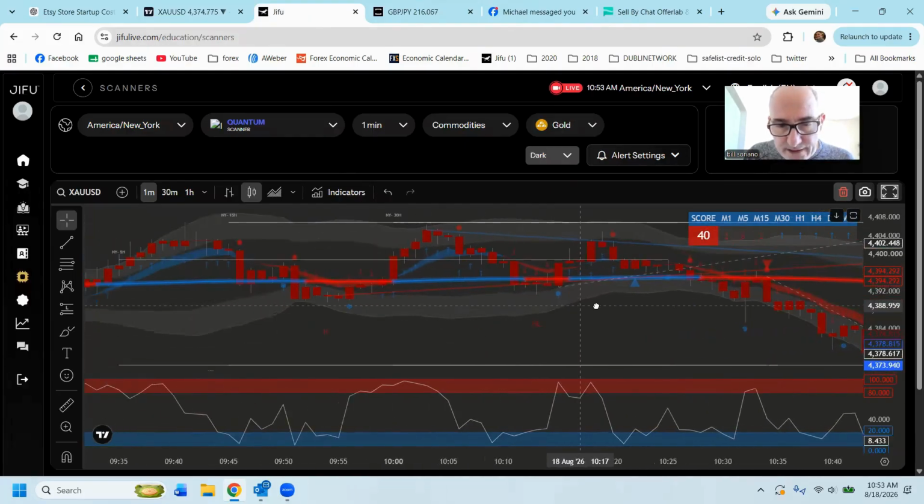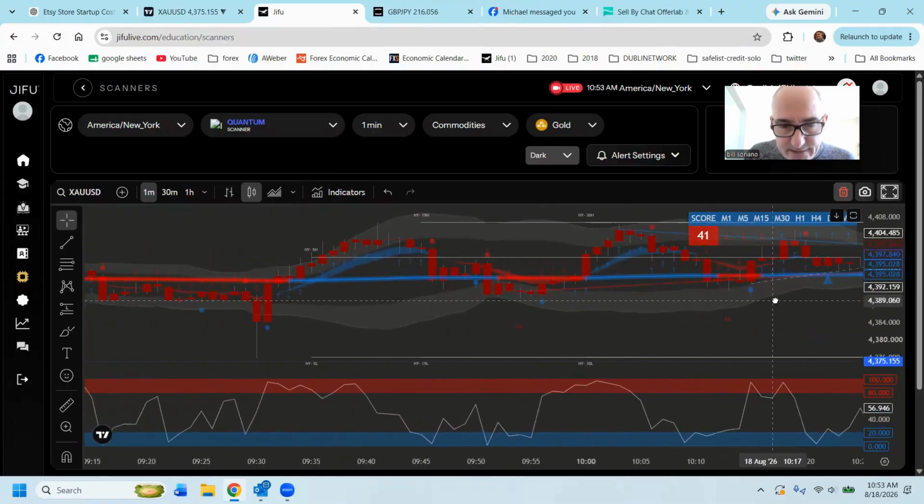So if we just scroll back a little bit here to that time, you could see that price is above the trend line. This is the trend line right here, this red, blue. It turns from red to blue based on the trend. So the trend line is blue and price is above the trend line. But notice what is different here. The candles are still red.